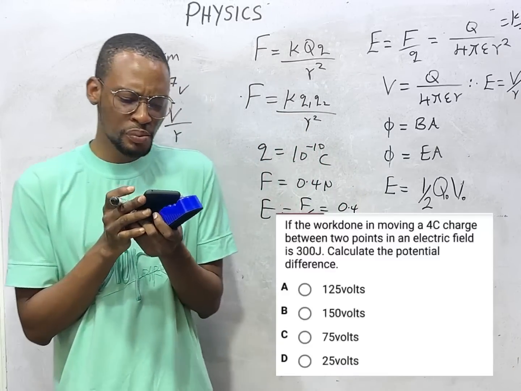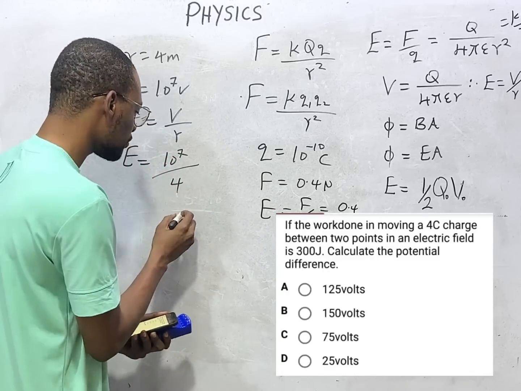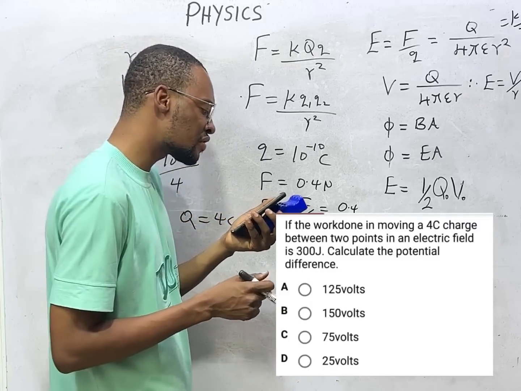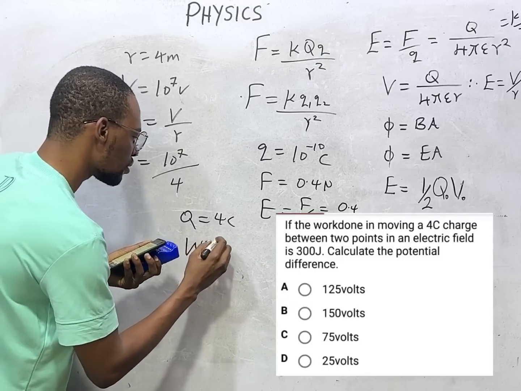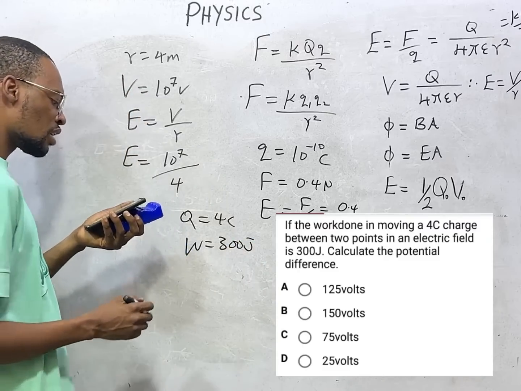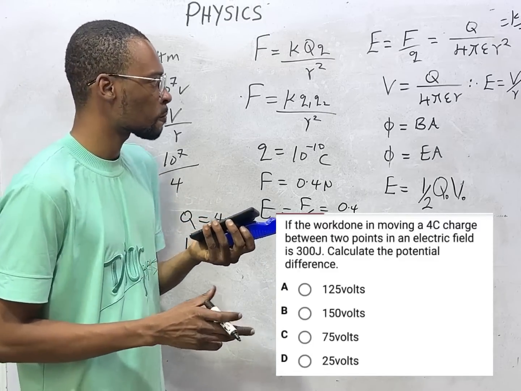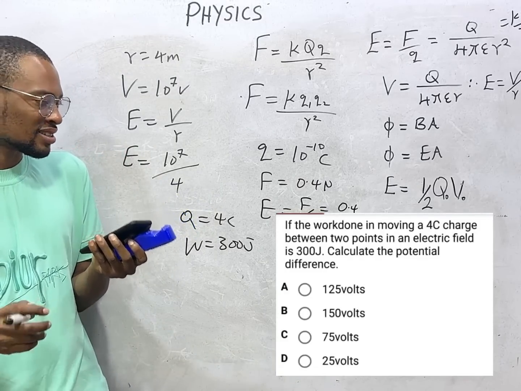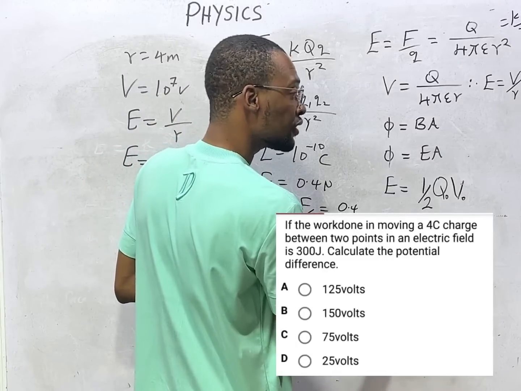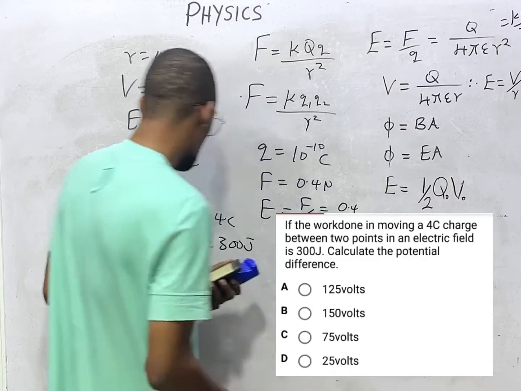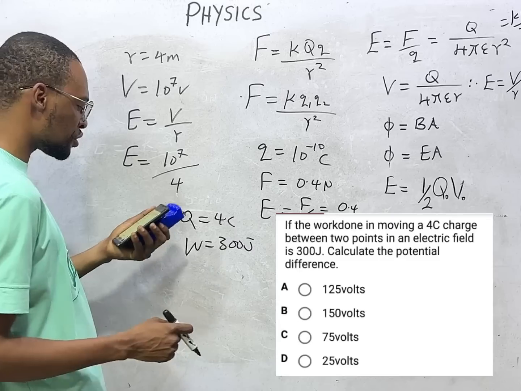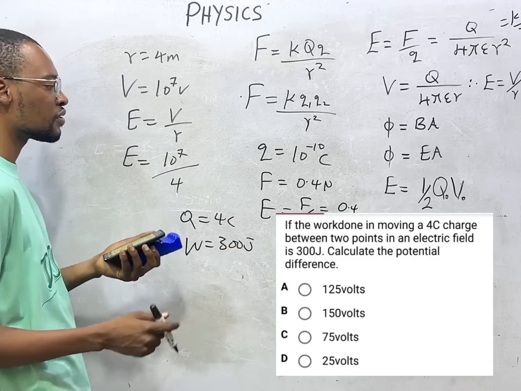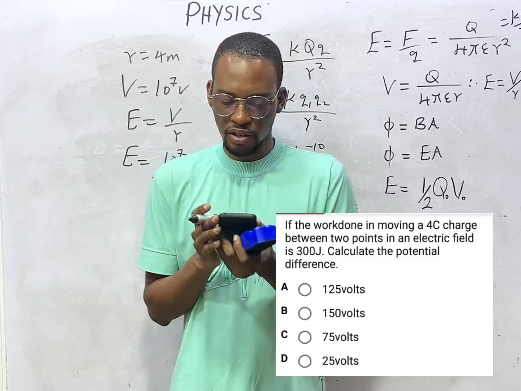If the work done in moving a 4 coulomb charge, Q is equals 4 coulomb, between 2 points in an electric field is, so the work done is 300 joules. Calculate the potential difference. The formula relating potential difference, work done and charge is potential or voltage is the work done over charge. Now we have the work done, we have the charge. So the voltage or the potential will be work done 300 divided by charge 4, that is 75 volts. That is the correct option.